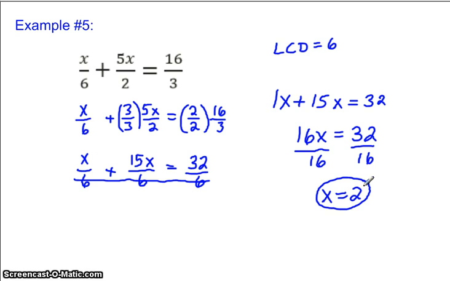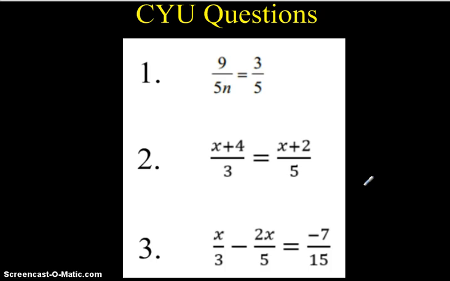So let's get to the SIA questions. SIA, CYU, stands for Check Your Understanding. What you're going to do is pause the video here and copy down these 3 problems. Try them out on your own, and then we're going to put them in on our Schoology site. So again, pause the video here and give these a try.